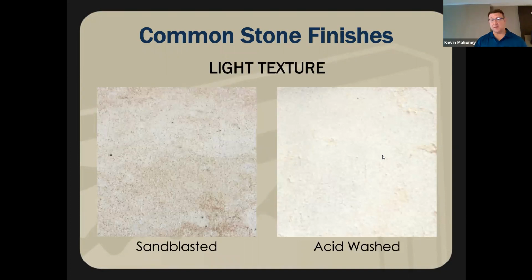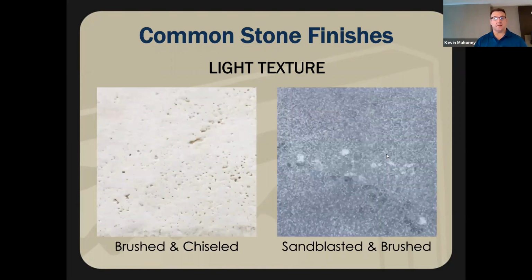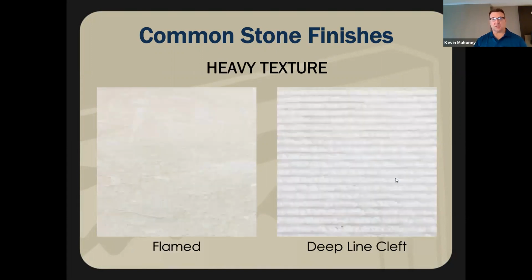Here's a sandblasted finish, an acid wash finish. Those create wonderful exterior non-slip treads, as well as a brush. Now, sometimes a brush can actually make it smoother depending on the type of brush finish that you're going for. So a brush finish doesn't always necessarily mean slip resistant. Tumbled. Here's a brushed and chiseled. Here's a sandblasted and brushed.